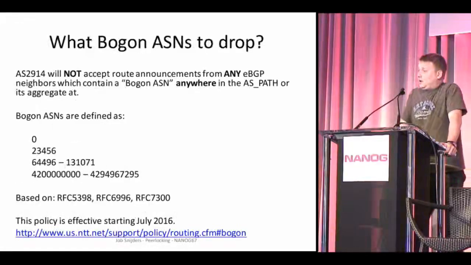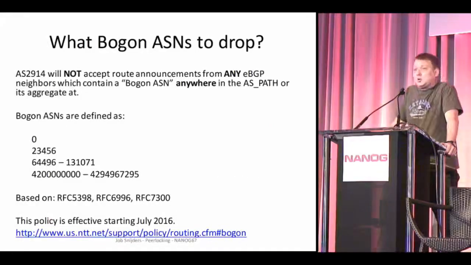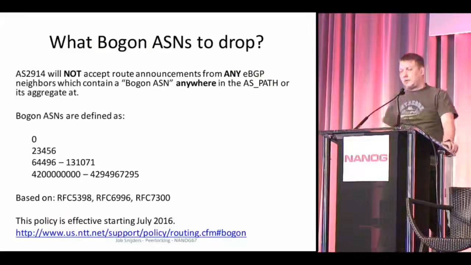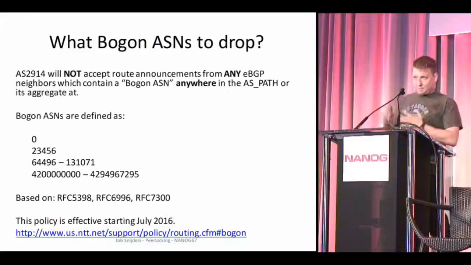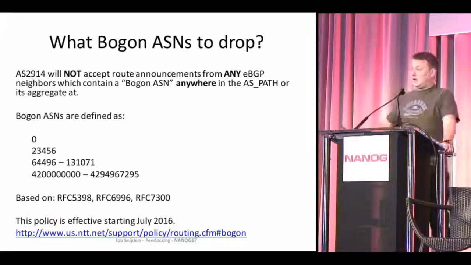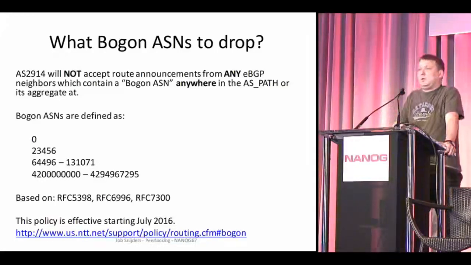This is a list of the bogons we'll drop. 0, that's an invalid ASN. 23456, that's the transitional ASN for 4-byte ASNs. And then there's a bunch of private ASNs and documentation ASNs that should never be in the routing tables. At the below URL, you can always see the latest list that we are blocking at our eBGP border.